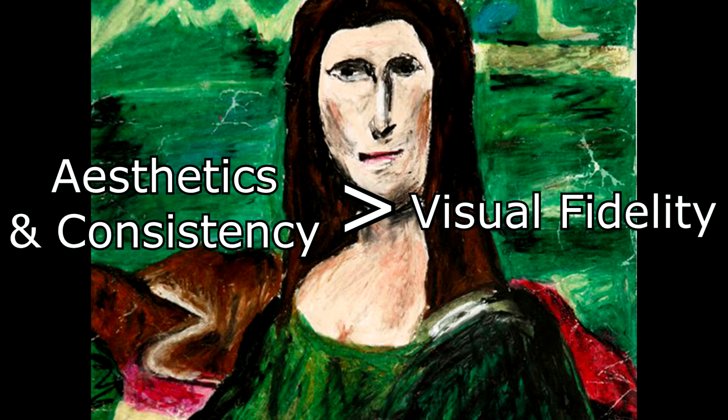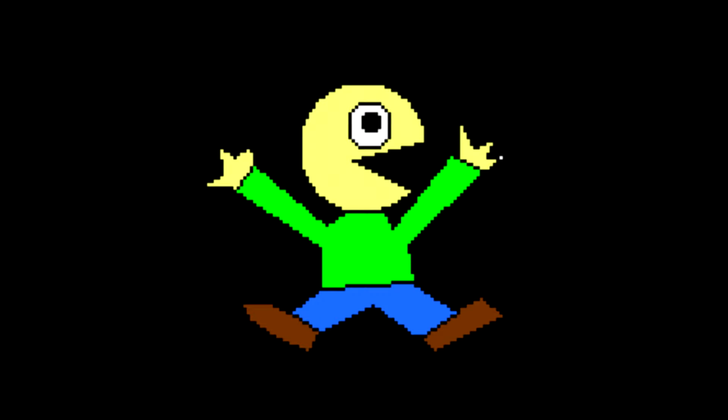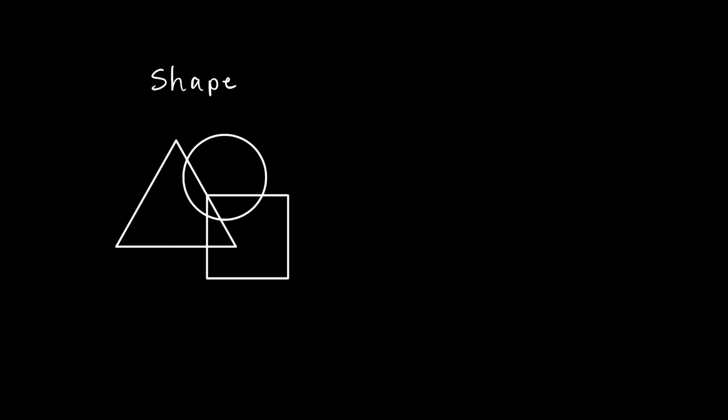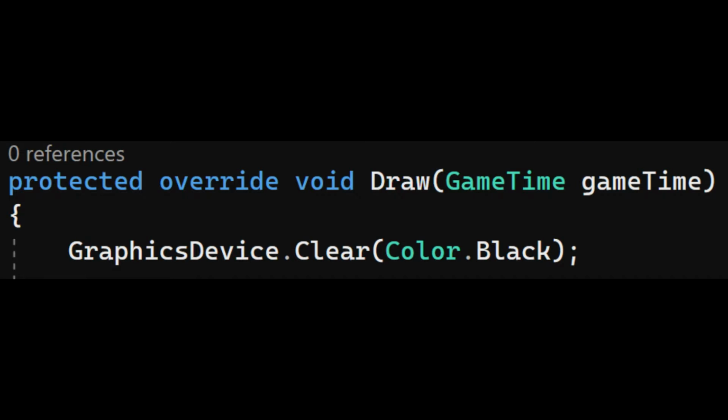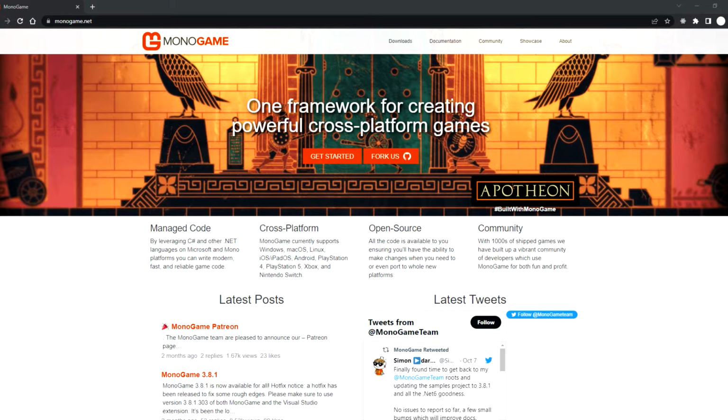I decided then to embrace the programmer art stereotype and make everything in the game a geometric primitive with a solid color. It made sense to make the background one solid color too, which is great because that's as easy as calling a single method in Monogame. Monogame is the framework I use to make my game in.